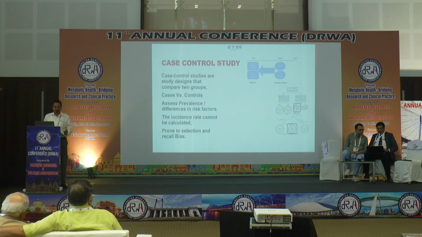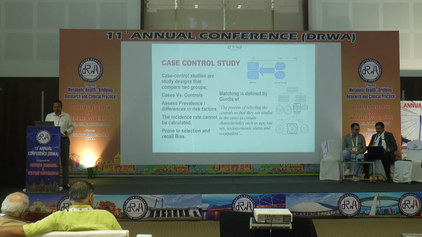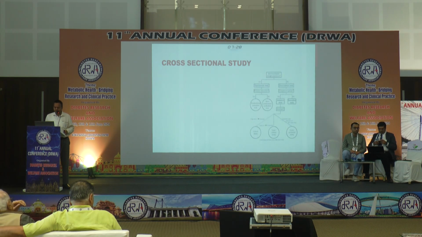So case control studies are study designs that compare two groups, cases versus controls, assess differences in risk factors, and the incidence rate cannot be calculated. They're prone to selection and recall bias. Again, here there must be a matched group, and matching is defined by the process of selecting the controls so that they are similar to cases in certain characteristics such as age, race, sex, socioeconomic status, and occupation.